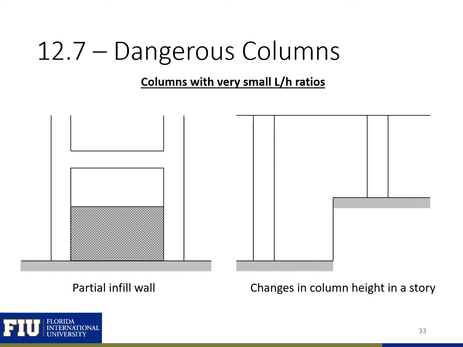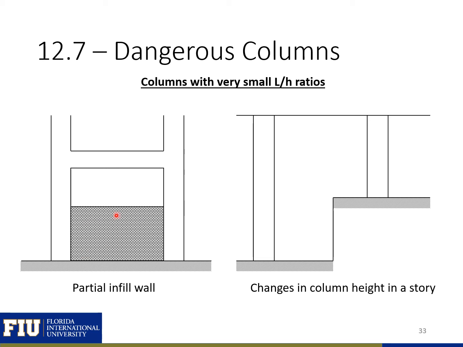On the next couple slides, we're going to go through some dangerous columns, some columns to avoid when we're designing. So on this slide, we have two types of columns with very small aspect ratios, or small L over h ratios, that can happen. The first is when we have a partial infill wall. So as a designer, you may be designing a column to go from the bottom here up to the next story. So you can see it's a column with a larger aspect ratio, but the architect may come in and want to add some kind of partial infill wall.